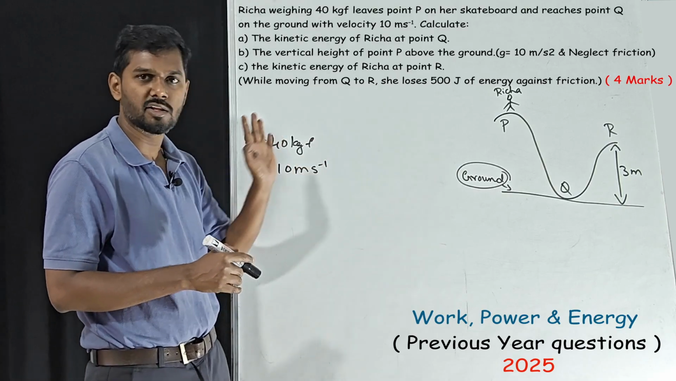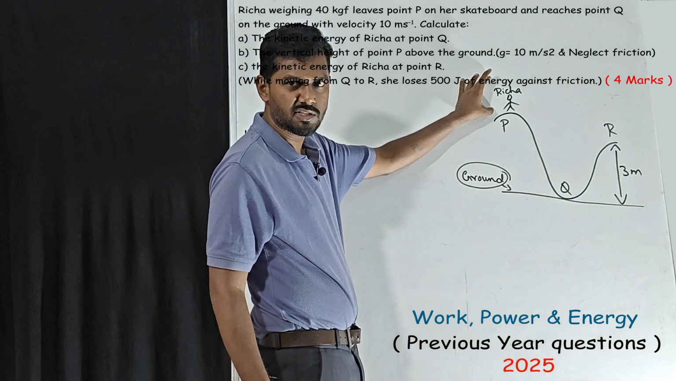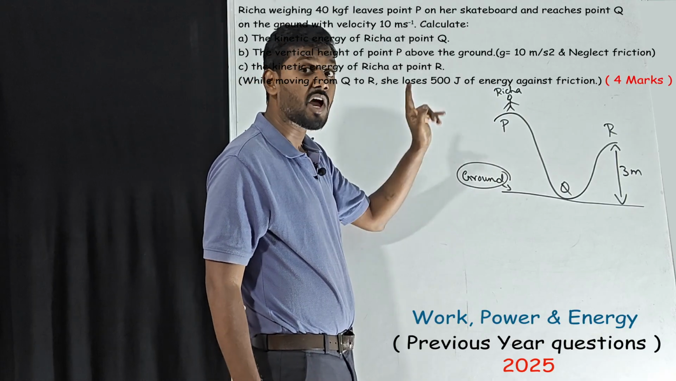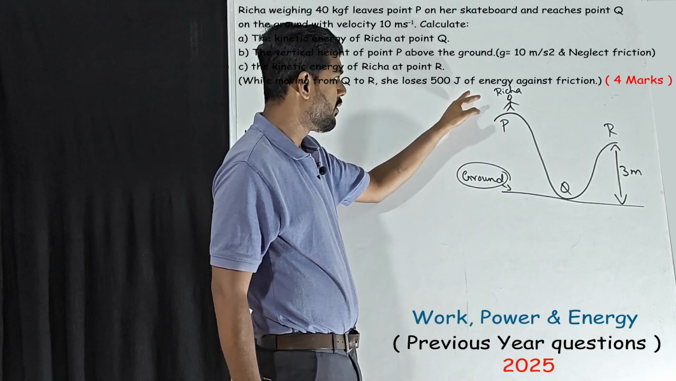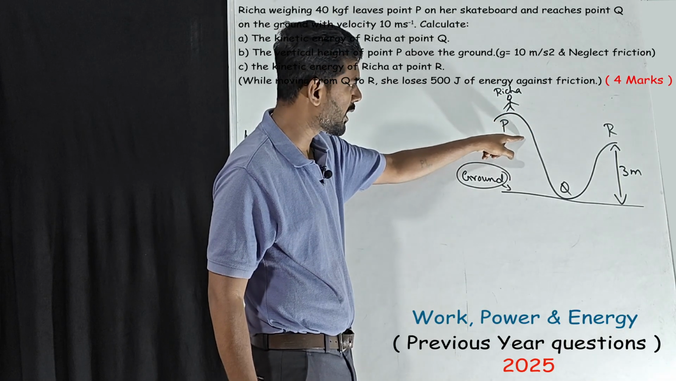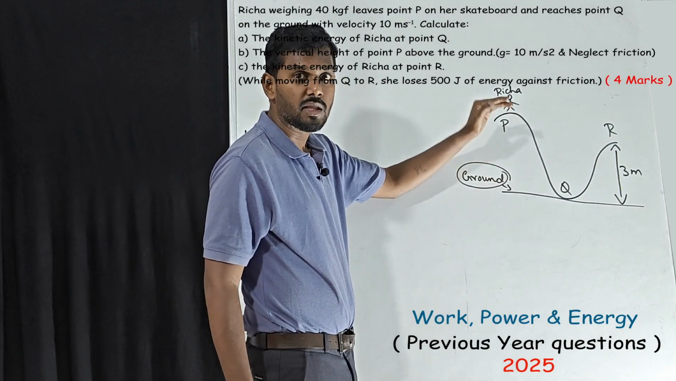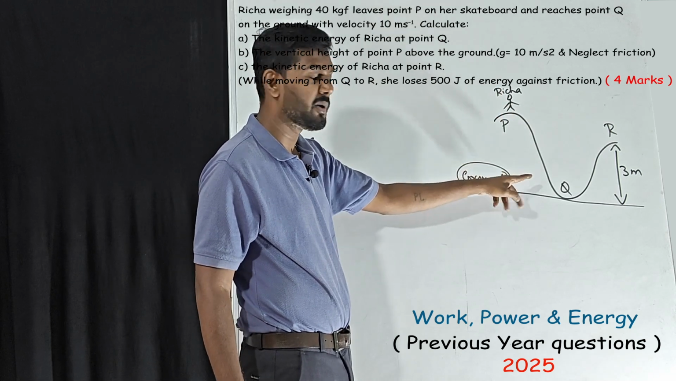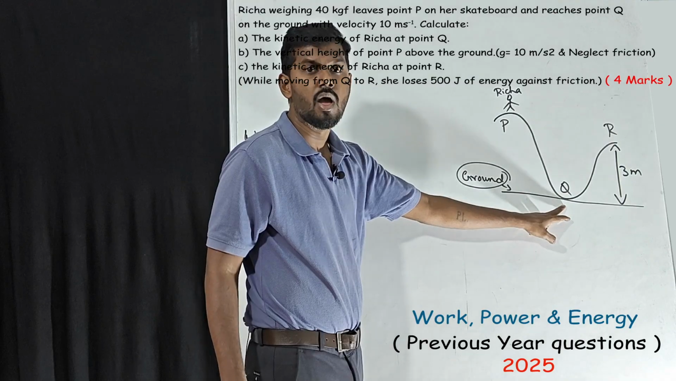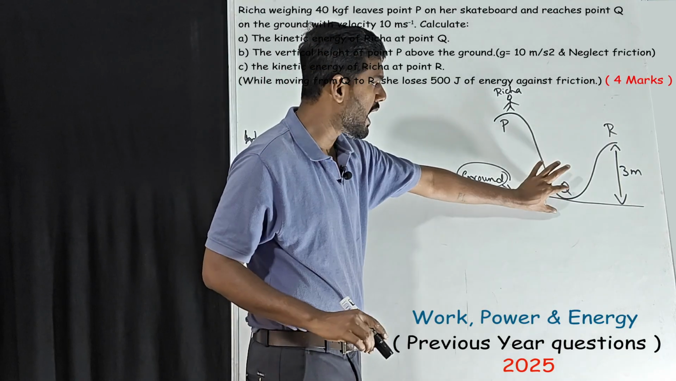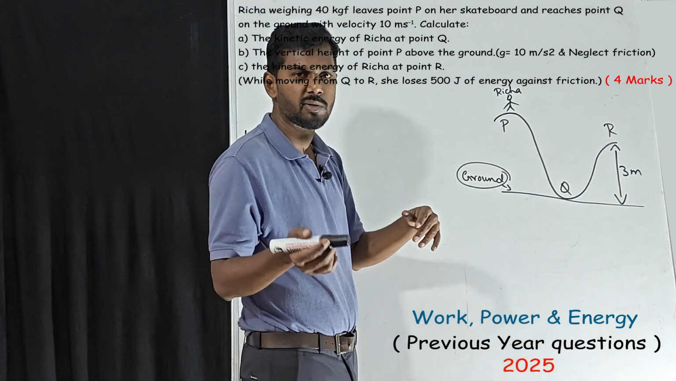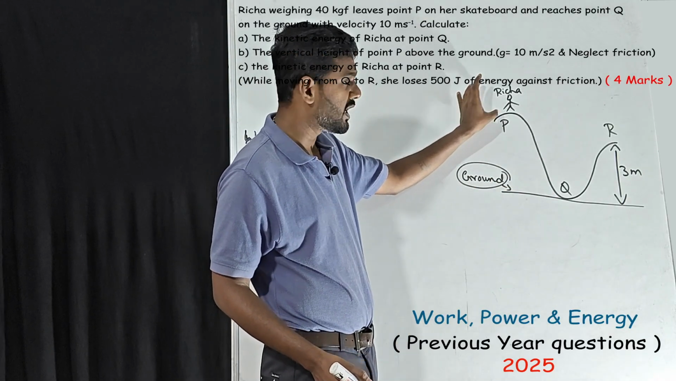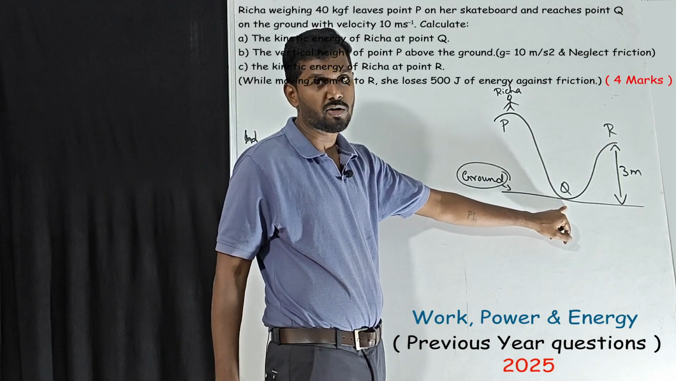Now listen, first we'll understand the question. Now Richa is here, she is not moving, so what energy does she have? Potential energy, and since she is not moving, kinetic energy will be zero at this point. Whenever she starts moving, potential energy keeps decreasing because the height is getting reduced, and that much kinetic energy will be increased. When she reaches the bottom Q, there will be no potential energy because height is 0, and kinetic energy will be maximum. Whatever potential energy she had here will be completely converted into kinetic energy here.